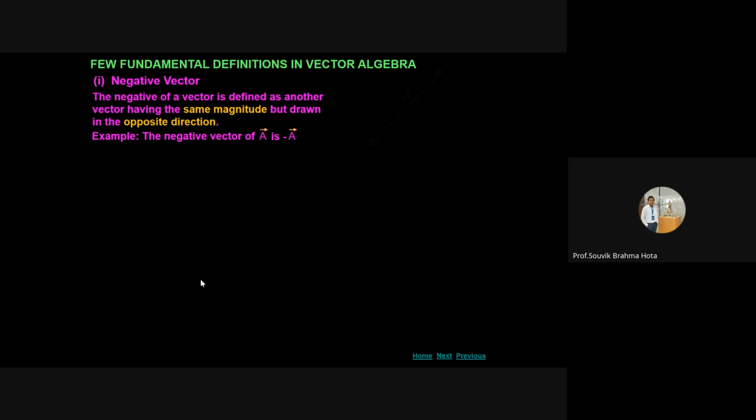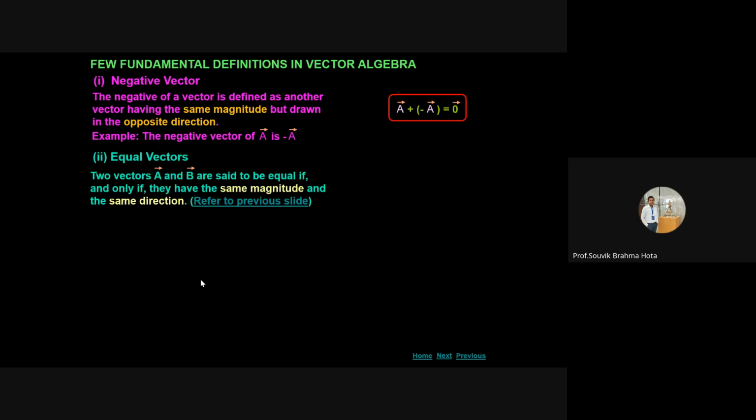If you overlap it also, the head of one vector coincides with the tail of another vector and vice versa. Now if you add both of them, the negative vector and one vector, A vector plus minus A vector, you'll be getting 0, because both of them have the same magnitude but opposite direction. Equal vector: if both of them have same magnitude and same direction, then it is an equal vector.